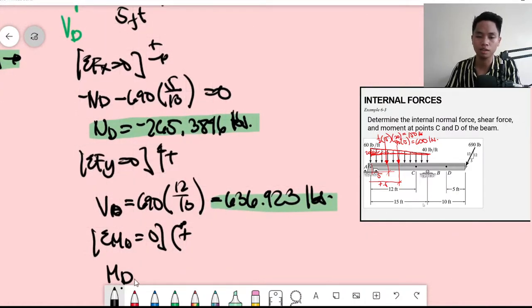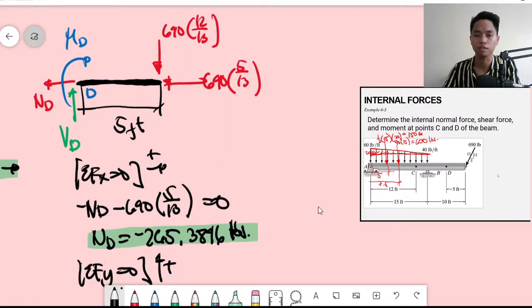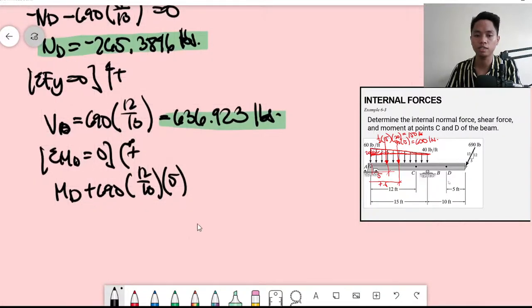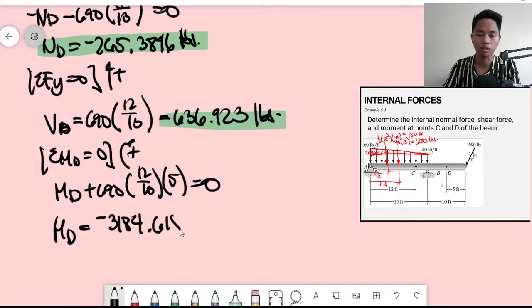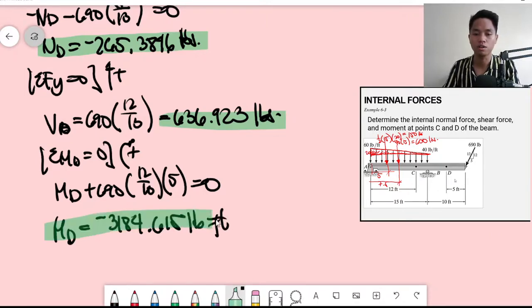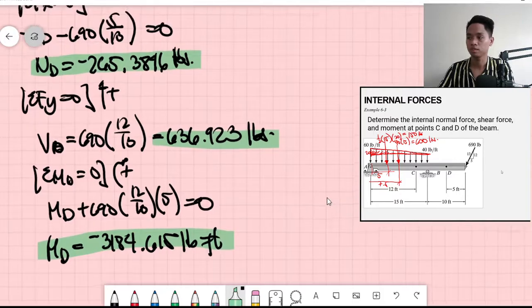Clockwise moment is 690, right? That's 690 multiplied by 12 over 13. The moment arm is 5 feet. Yeah, that's 5 feet. So therefore, this is equal to 0. What is our MD? That is negative 690 times 12 over 13 multiplied by the moment arm, which is 5. That is equal to negative 3184.615 pound feet. So that is our moment at D.